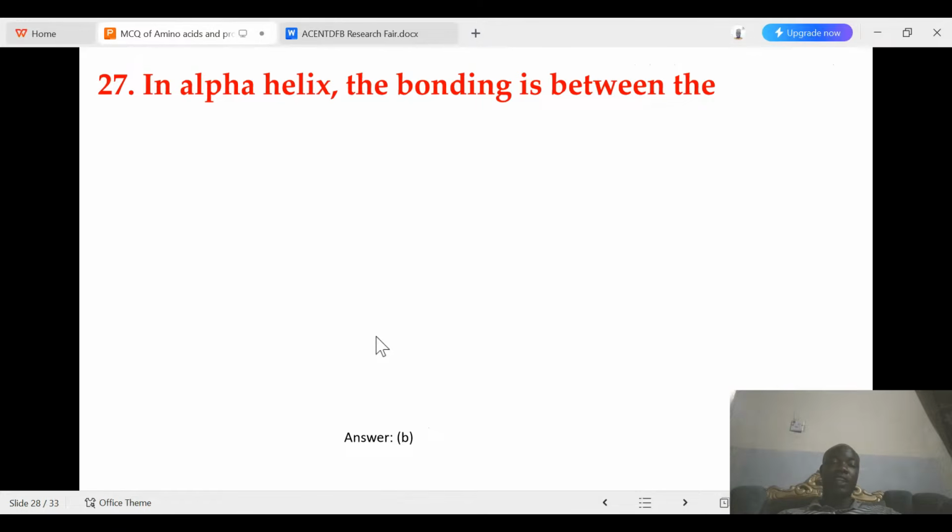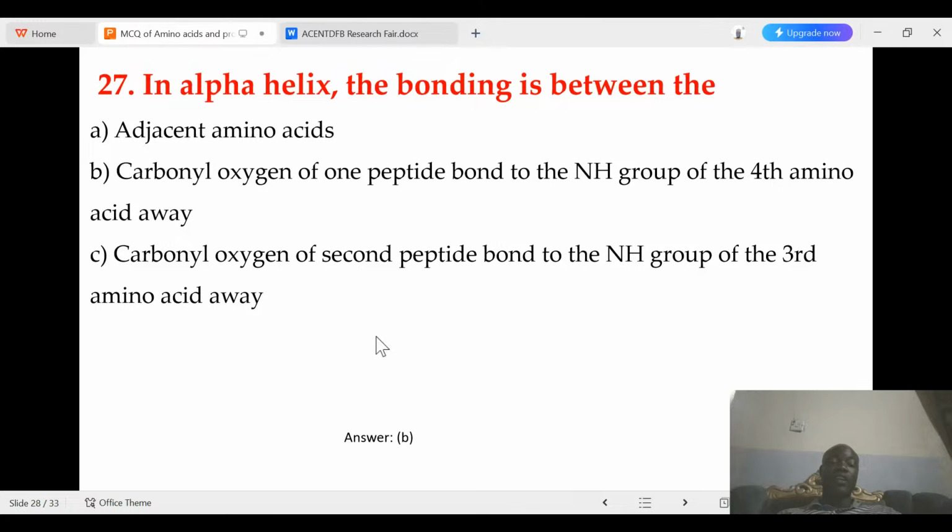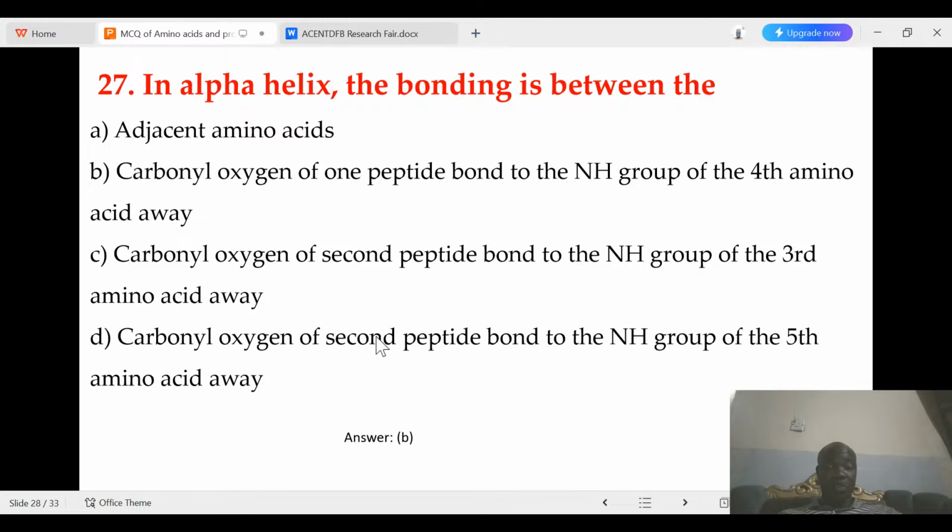In alpha helix, the bonding is between: A. Adjacent amino acids, B. Carbonyl oxygen of one peptide bond to the amino group of the fourth amino acid away, D. Carbonyl oxygen of the second peptide bond to the NH group of the third amino acid away.